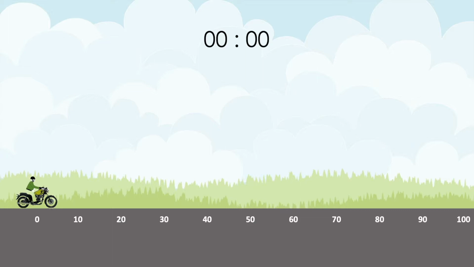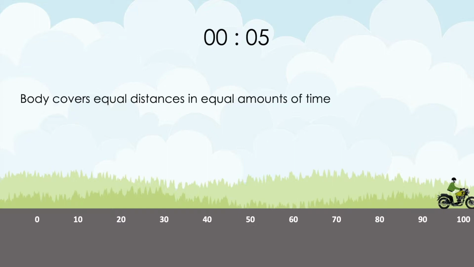In the first instance, the biker travels 20 meters in the first second, another 20 meters in the second, another 20 in the third, another 20 in the fourth, and another 20 in the fifth second. So the biker covered equal distances in equal amounts of time. So we can say that this is an example of uniform motion.